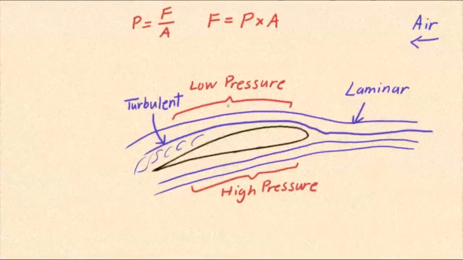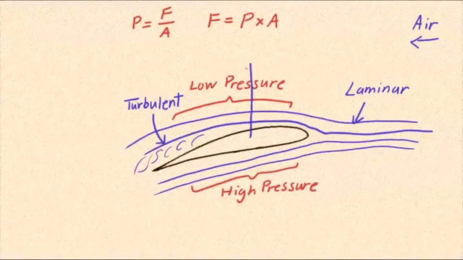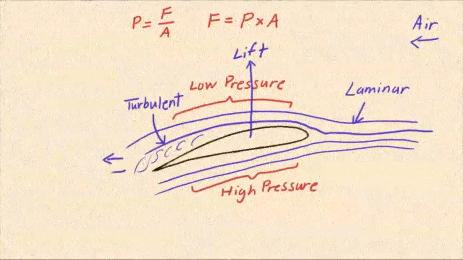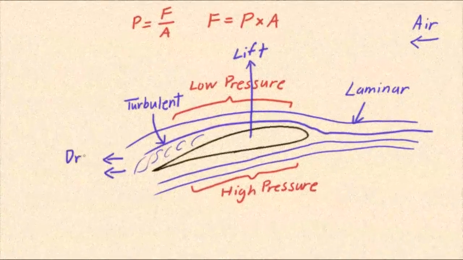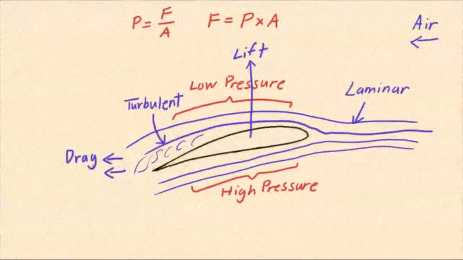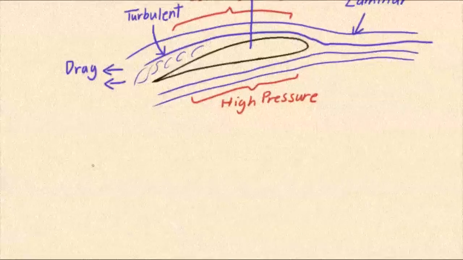Now that the high and low pressure areas are labeled, it is easy to identify the forces of lift and drag. The high pressure area below the wing and low pressure area above it creates a force called lift. The high pressure area at the front of the wing and a low pressure area at the back creates a force called drag. Drag pushes the wing backwards, while lift pushes the wing upward.